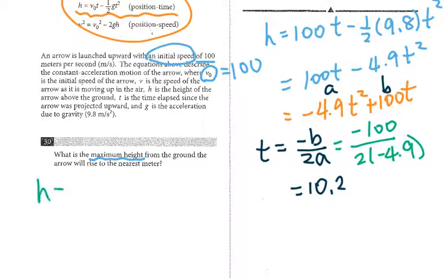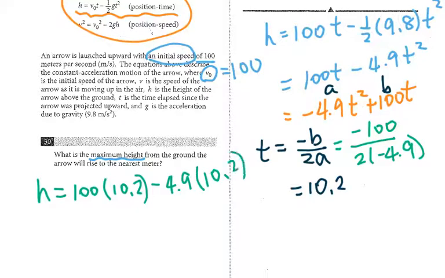So h equals 100 times 10.2, minus 4.9 times 10.2 squared. You will get 510 meters. Because we need the nearest meter, 510 will be the answer.